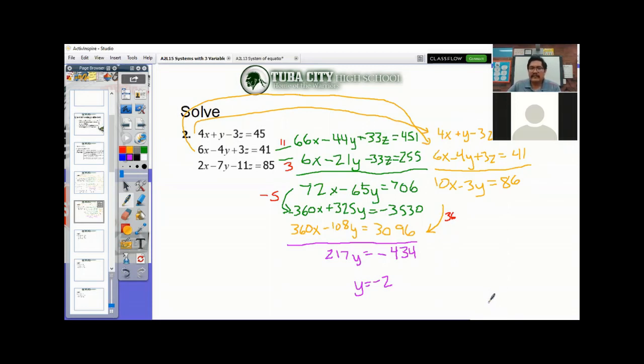So y is -2. So I got my first variable. Now I'm going to go ahead and plug this -2 as y into either one of these. I'm going to plug it into this one here, just because I have an empty space below it. Either way, I think that is the easier one to plug it into. 10x minus 3 times y.